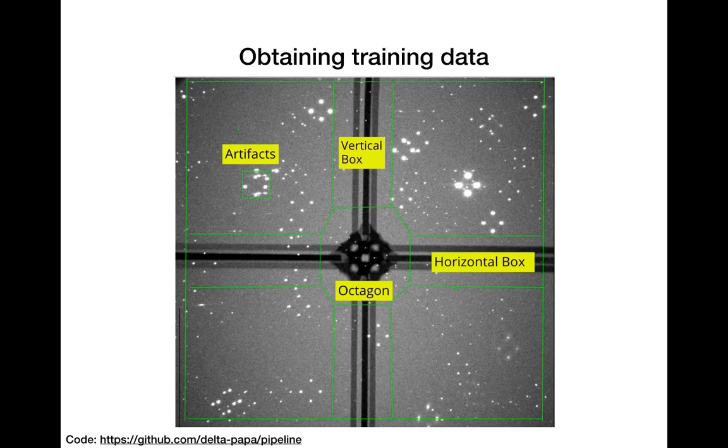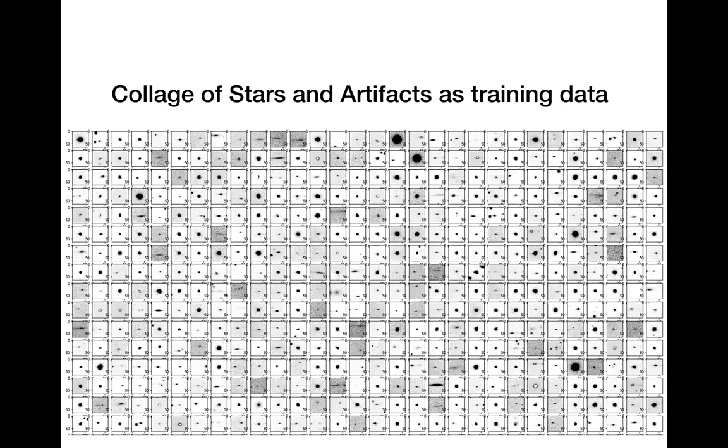So you can see that this is a nice collage of stars and artifacts which are present in the training data. And each of these stars and artifacts is actually an individual image of size 64 by 64 pixels, in which the entire artifact or the entire star fits in.